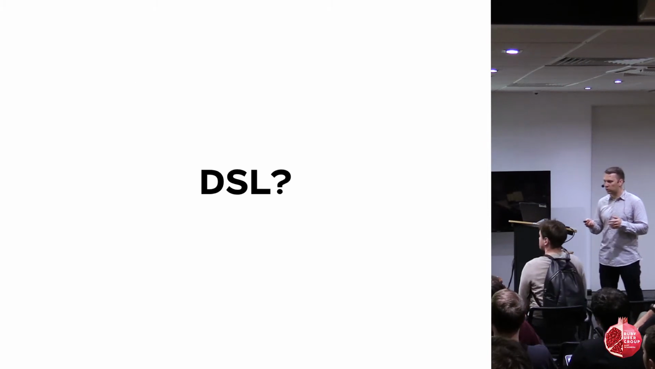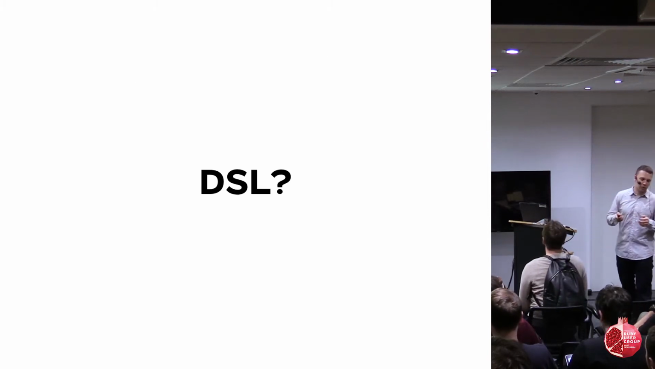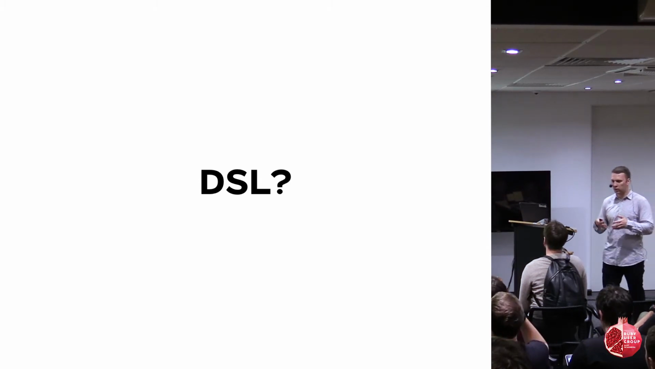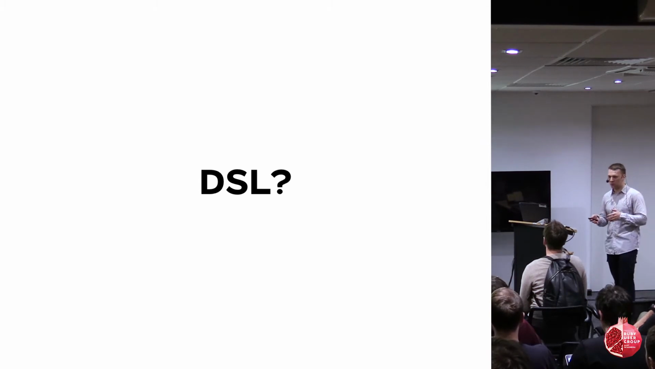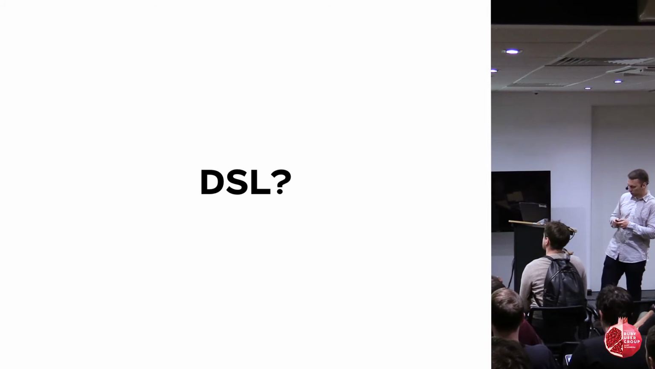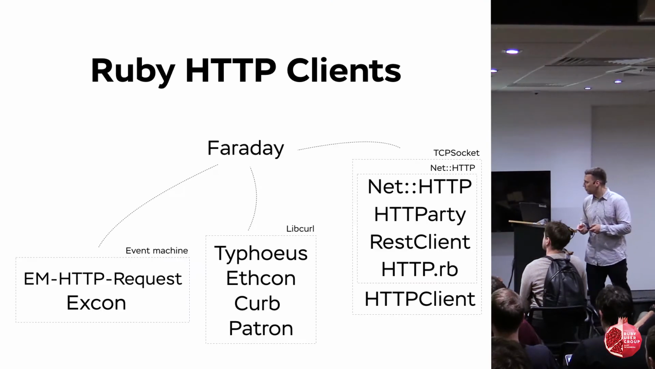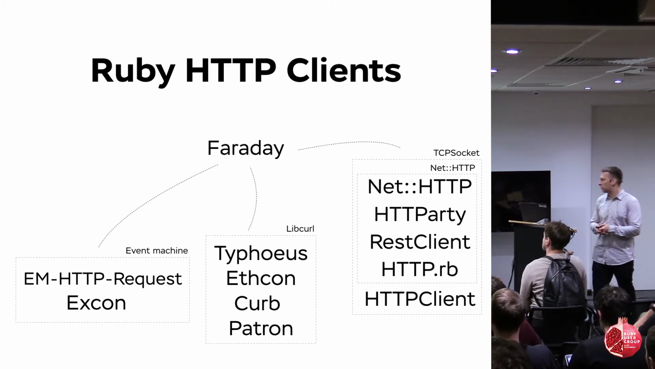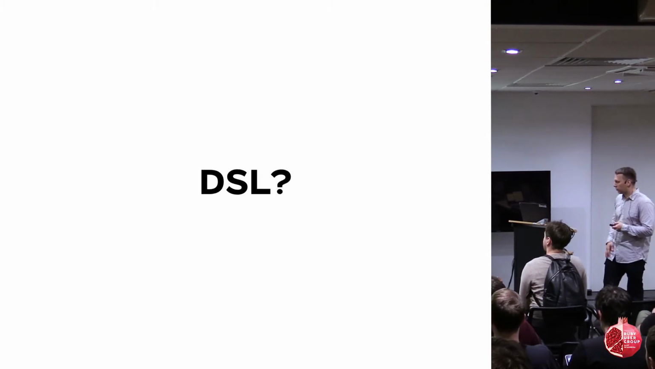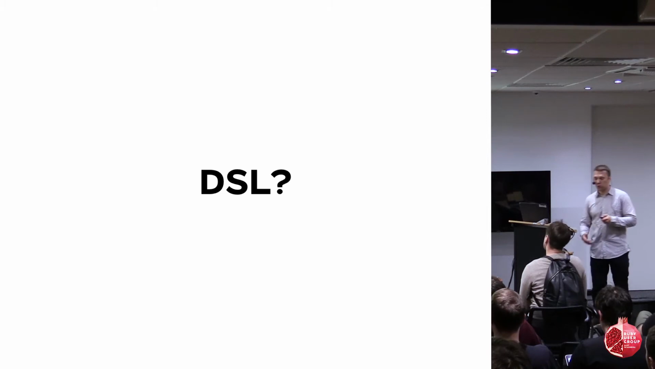It's DSL, of course. The simple example given when studying Ruby with HTTP, we make a GET request, and it takes 7 lines to make a simple GET request. I think it's too many lines. That's why different kinds of wrappers appear, such as HTTP party, REST client, HTTP RB, and others. What else is different?